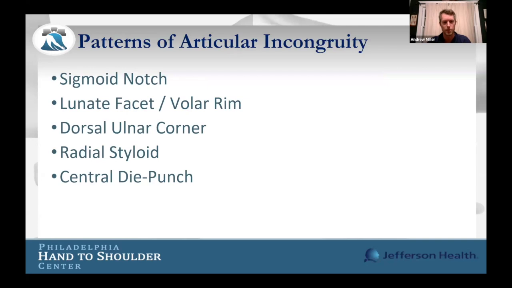You also have your lunate facet, your volar rim fractures that can go on to lead to DRUJ instability and carpal subluxation, your dorsal ulnar corner, your radial styloid, and your central die punch that Dr. Jupiter initially mentioned back in the 80s.